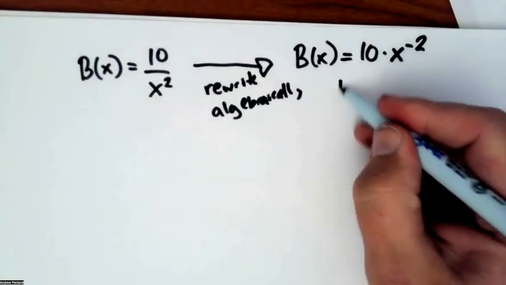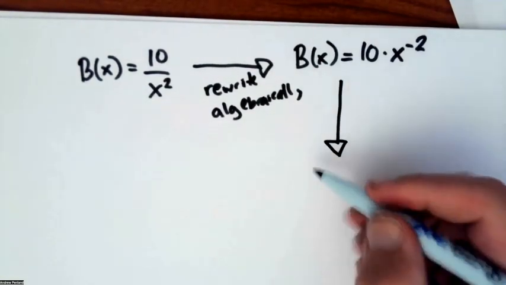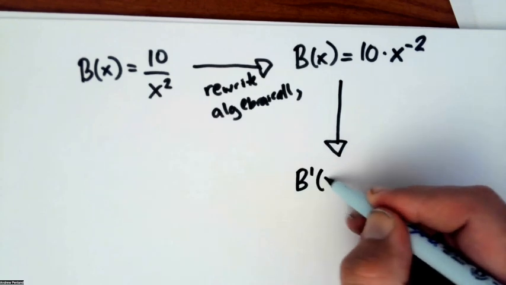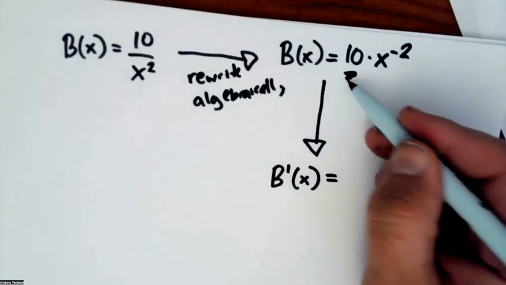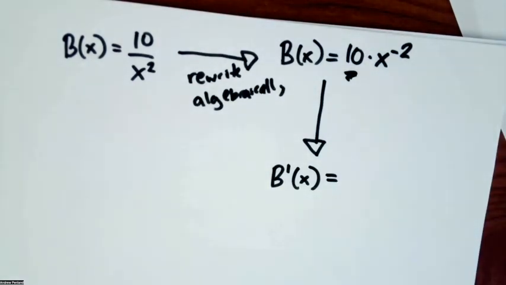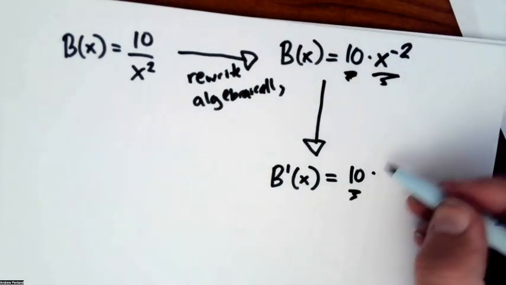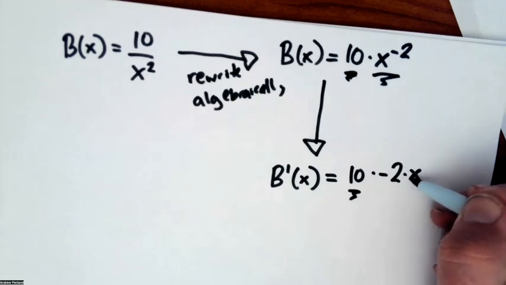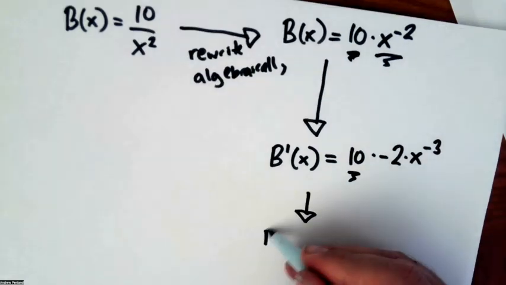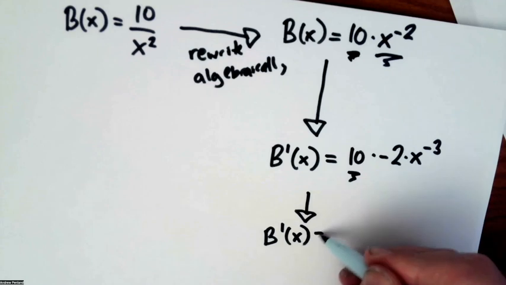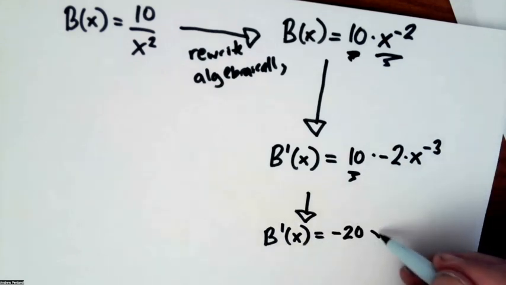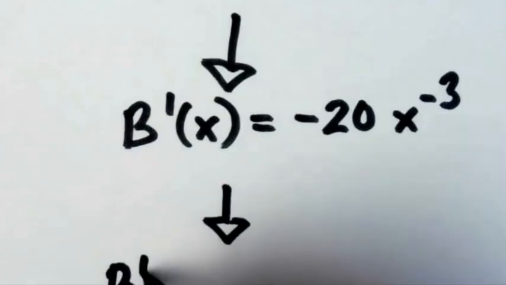So then I have my b of x. Now can I do b prime of x here? Well, what happens to this 10 when I take the derivative of 10 times x to the negative 2? It just stays there. So it stays as 10. Then the derivative of x to the negative 2 is times negative 2 times x to the negative 3, which means that b prime of x is equal to negative 20 x to the negative 3. And then I get this b prime of x.